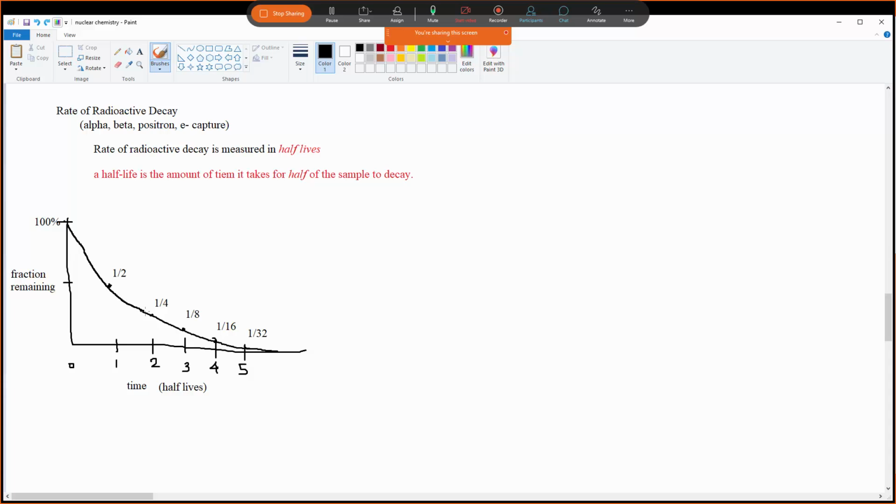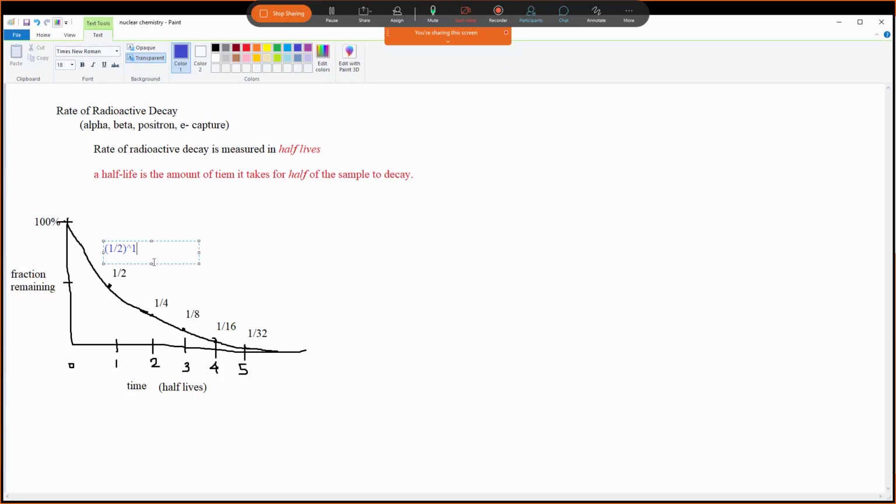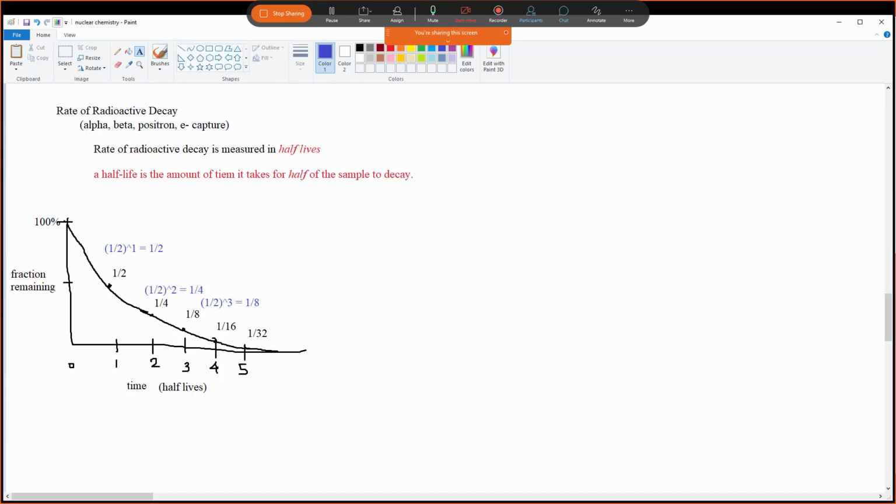Gotta go through there, and so on and so forth. What I want you to notice here is that this is after 1 half-life. That's 1/2 raised to the 1, which is 1/2. At this point, you've had 2 half-lives. That's actually 1/2 raised to the 2, or 1/2 times 1/2, which is equal to 1/4, right? And here, at this point, 1/2 raised to the 3rd, that's equal to 1/8, and so on and so forth. Do you guys see that?